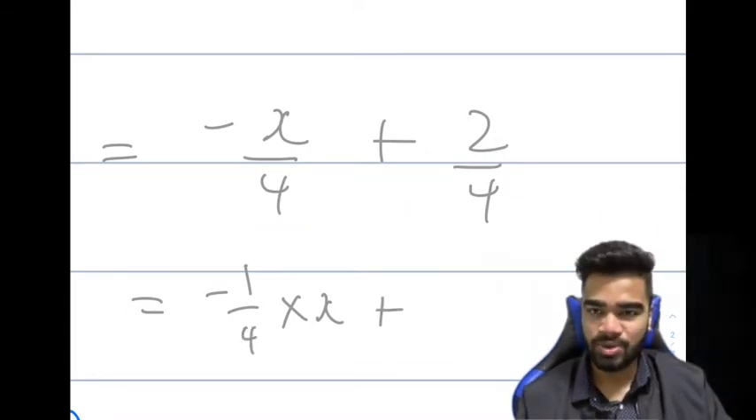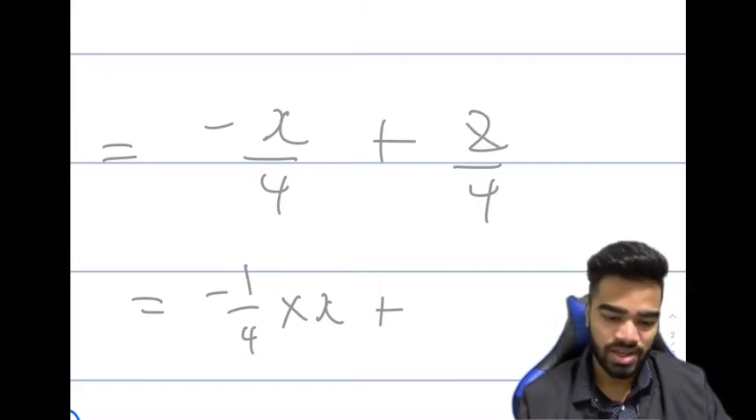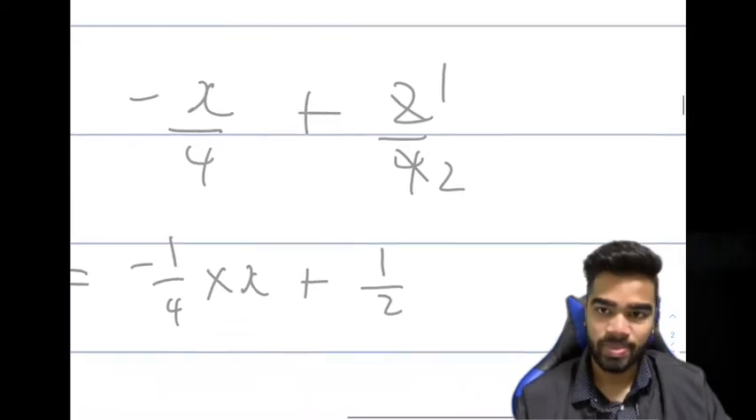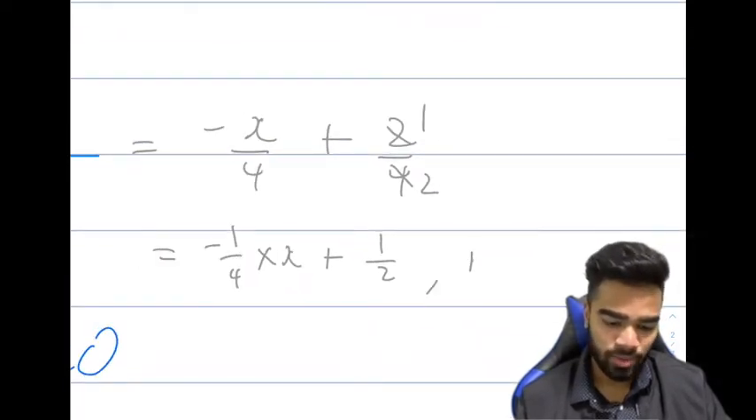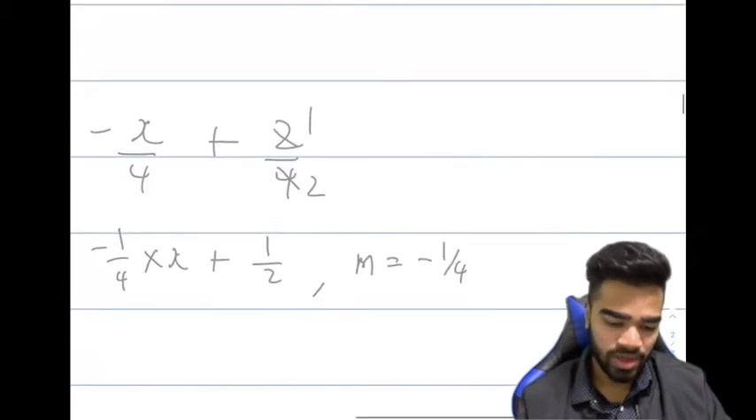Plus, well, we can't just leave 2 over 4 like that. We can simplify that fraction. 2 goes into 2 once, 2 goes into 4 twice. So plus half. So what is the gradient of this graph? Well, the gradient is the number that multiplies x. M is equal to negative 1 over 4. And what's the y-intercept? The y-intercept is equal to half.